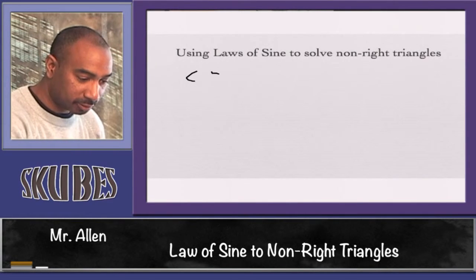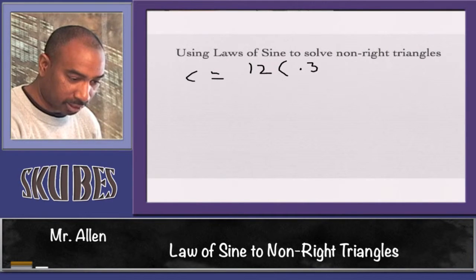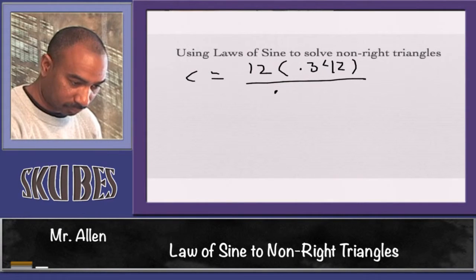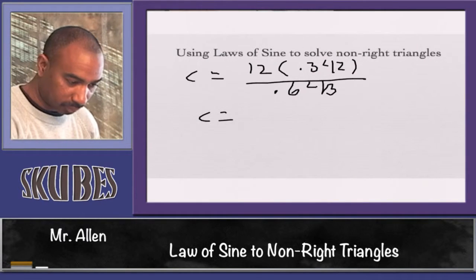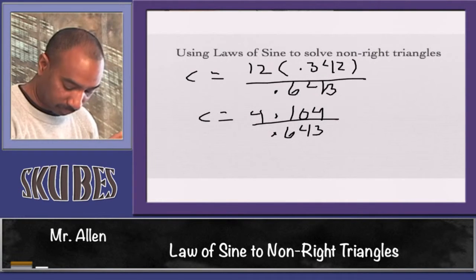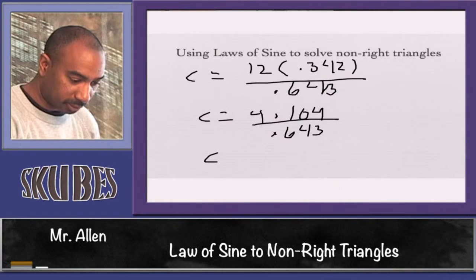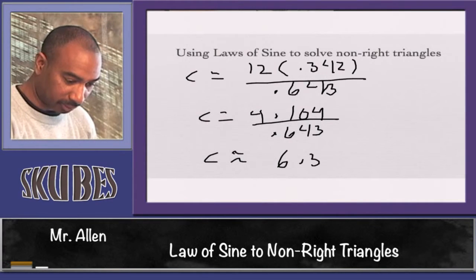So recall c is, and you can get a calculator to do this. All right, so c is going to equal 4.104 over 0.643, which means c is going to approximately equal 6.383.